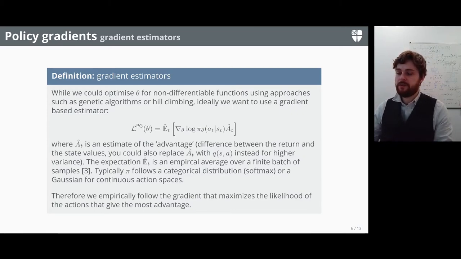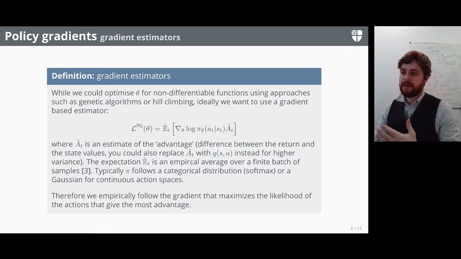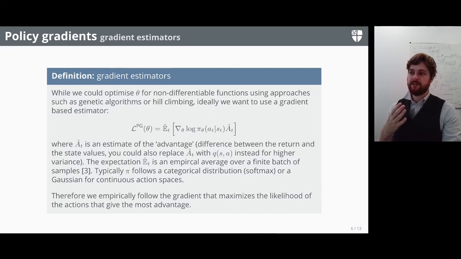All right, so conceptually, what is this doing? I'll say it slowly: we defined the gradient of our policy network such as to maximize the likelihood of the actions that give the most advantage. That's really what this whole equation is saying. I'll say that again: we defined the gradient of our policy network such as to maximize the likelihood over the actions in such a way that gives us the most advantage.